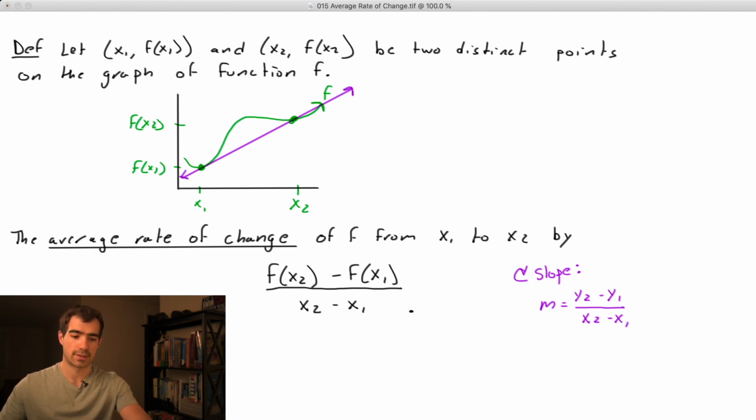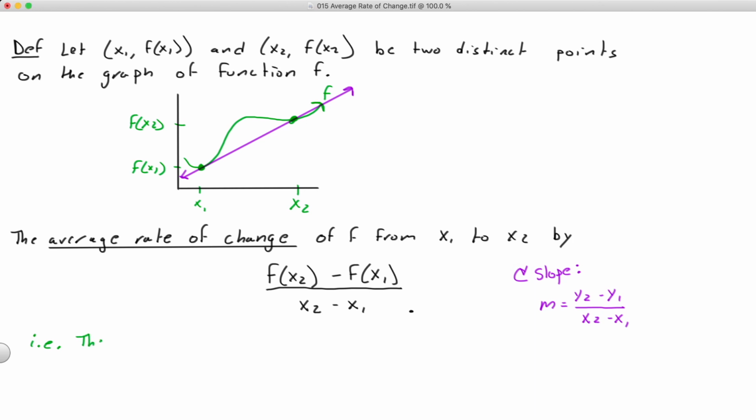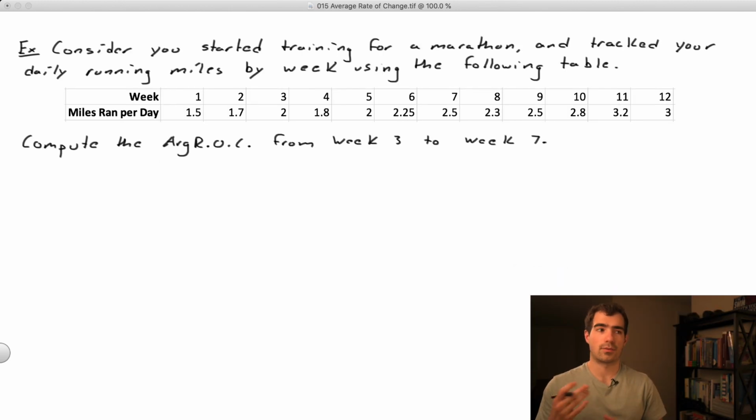So in other words, the average rate of change, which I'll just abbreviate AvgRoC, equals the slope of the line between x1 and x2. And thus we have an expression that looks almost identical to the one for slope. Now, why might we care about this? What can we use this for?